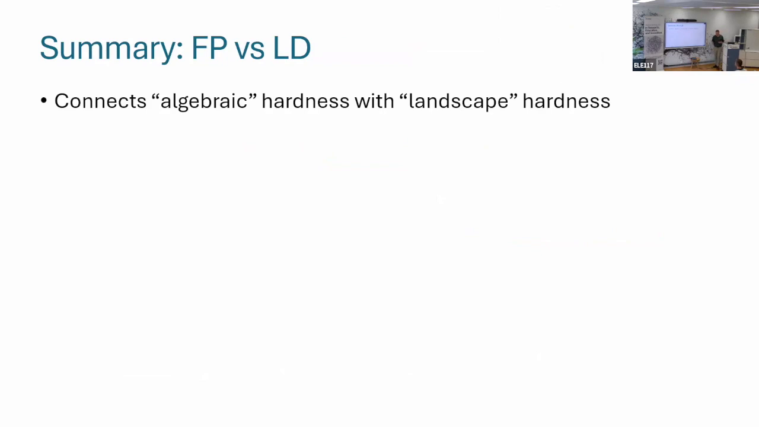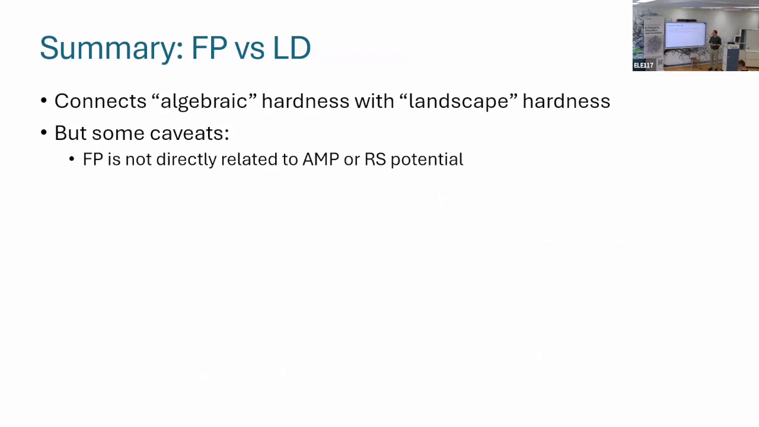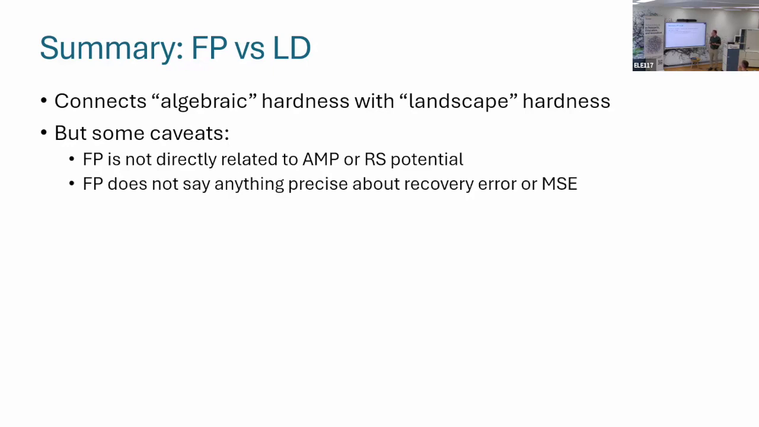Okay. So, to summarize this first part of the talk, what was the point here? One message was that we, in some sense, connected algebraic hardness with some kind of landscape hardness. Of course, there are also some caveats: this new thing that we called the Franz-Parisi and annealed Franz-Parisi potential is not literally the same curve that you would use to analyze AMP and so on. So it's related in an intuitive way, but not in a precise mathematical way.